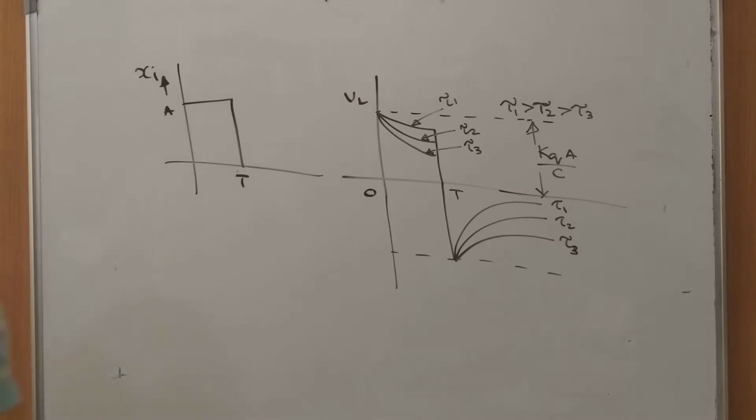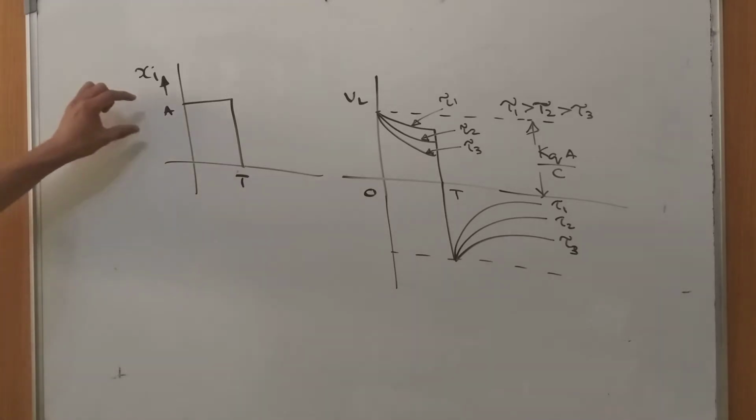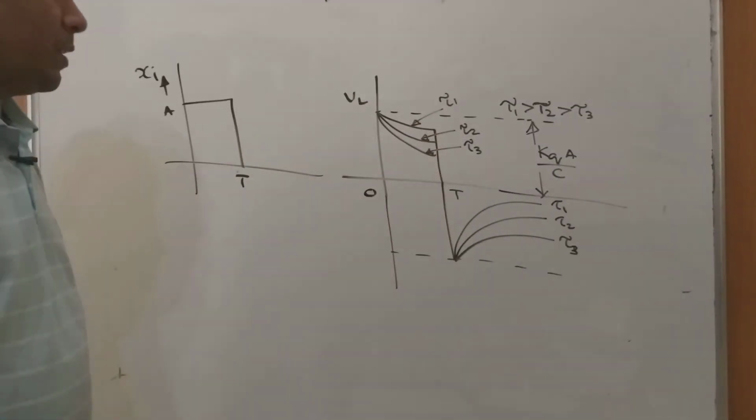So now let us assume that we are going to apply a pulse of height A to the transducer. In order to reproduce the corresponding signal, if you observe the output signal, we can find that the output has different curves depending upon the time constant. So we found that tau 1, tau 2, tau 3 are the different time constants of the circuits.